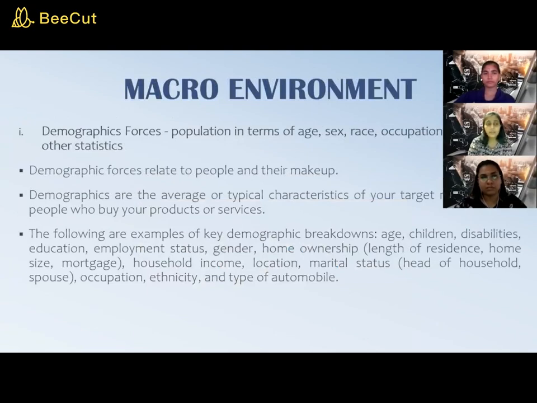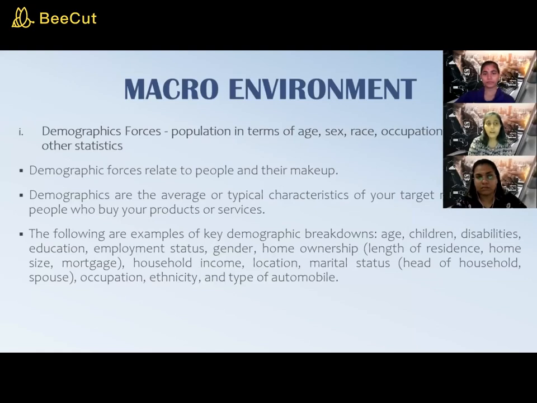Macro environment: demographic forces. Population in terms of age, sex, race, occupation, location, and other statistics. Demographic forces relate to people and their make-up. Demographics are the average or typical characteristics of your target market, the people who buy your product or service.